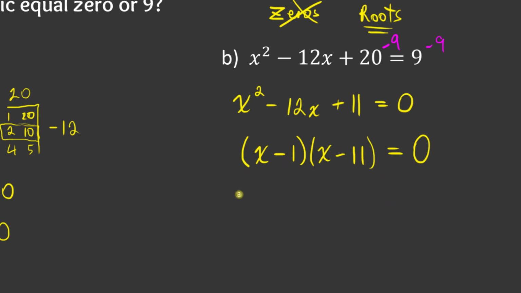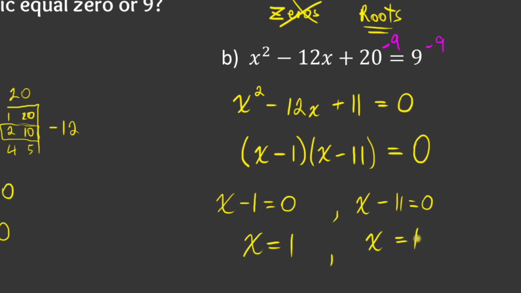So my two solutions are that x minus 1 should be equal to 0, because don't forget, we're not equal to 9 anymore. We brought that over. Or x minus 11 equals 0. And we'll just quickly solve for x in both cases.